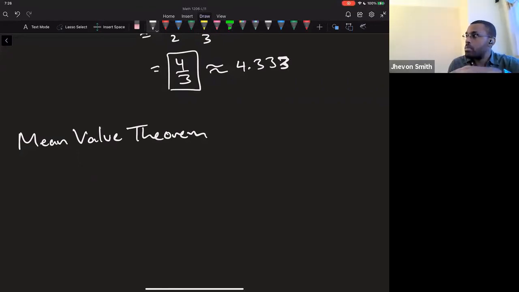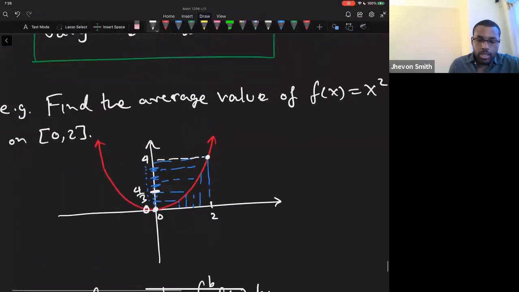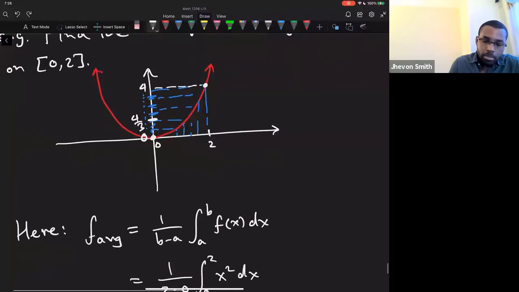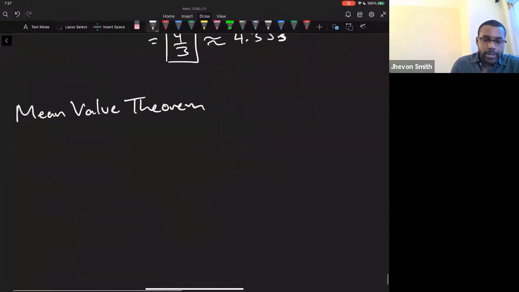The mean value theorem for integrals is very similar, but it says that, assuming your function is integrable on AB, there is a point in the middle such that the value at that point is the average value. The input that gives you the average value is going to be somewhere between 0 and 2. Let me state that specifically. Mean value theorem for integrals.